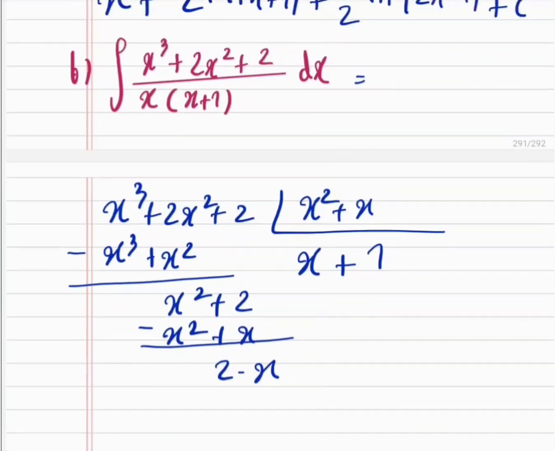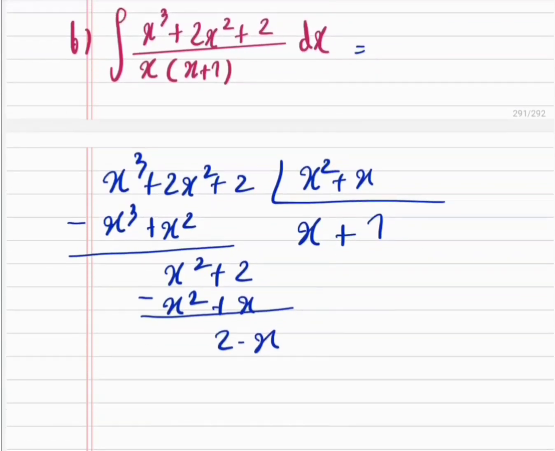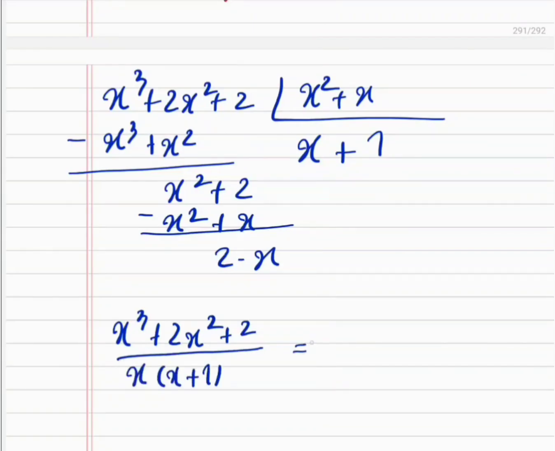So now that we have written this in this form, the fraction, x cubed plus 2x squared plus 2 over x times x plus 1, is basically equivalent to the quotient, the answer to the division, which is just the polynomial part of the expression.